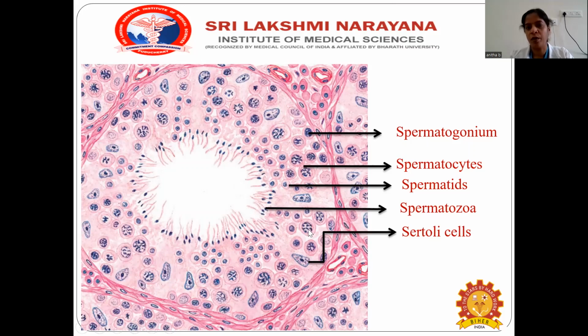Spermatids give rise to spermatozoa. On either side of spermatogenic cells, you can see the Sertoli cells. These are the pillar cells, supporting cells. Then, apart from the seminiferous tubules, in between the seminiferous tubules, you can see a group of cells here. They are the interstitial cells of Leydig. They are responsible for production of testosterone. These are the cells that produce the male hormone, testosterone.